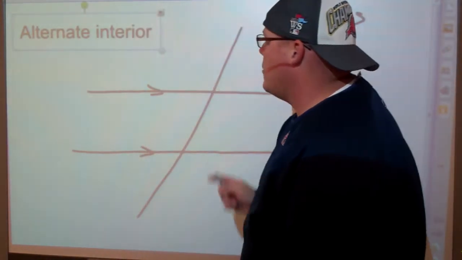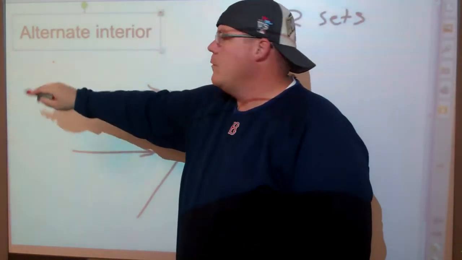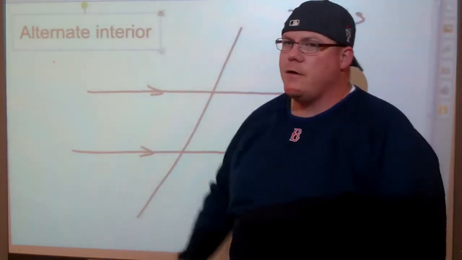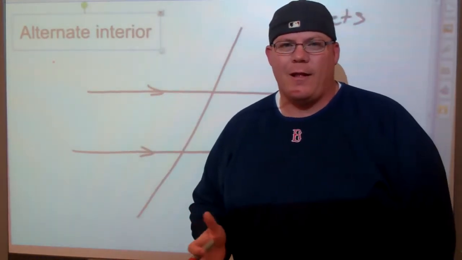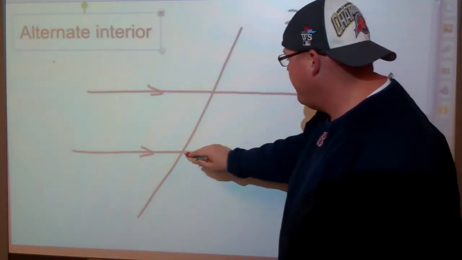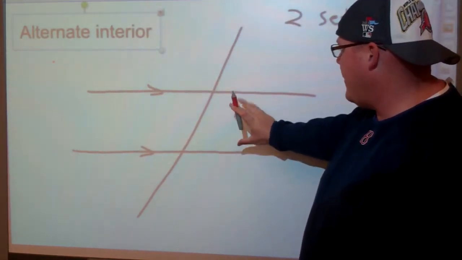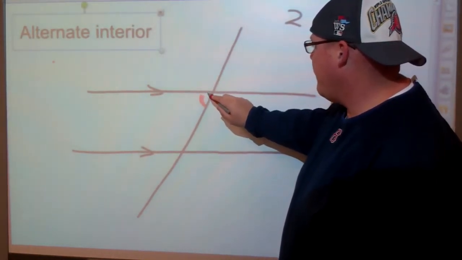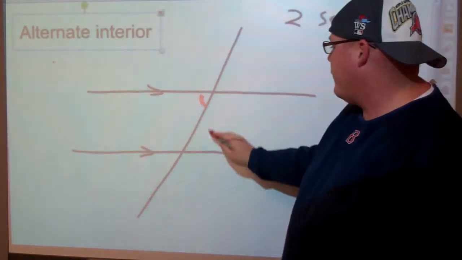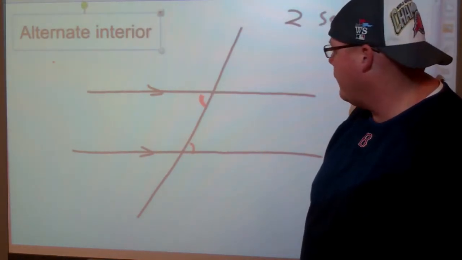The second one is the alternate interior theorem. So again, alternate, we're referring to opposite sides of the transversal. Interior now we're referring to inside the parallel lines as opposed to outside the parallel lines. So here are my parallel lines. Here's my transversal. So alternate interior, so I'm inside. If this is 1, I want one on the alternate side of the transversal. This would be 1 pair of alternate interior angles.